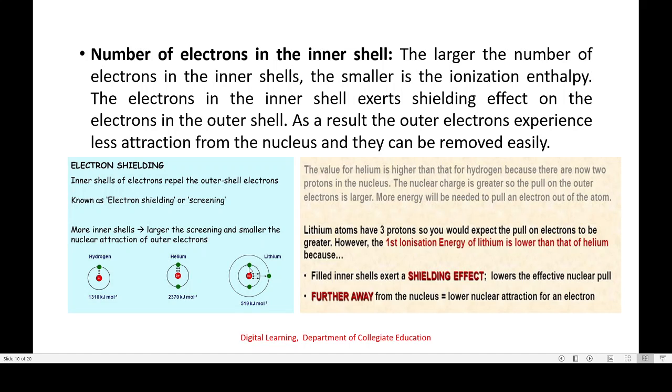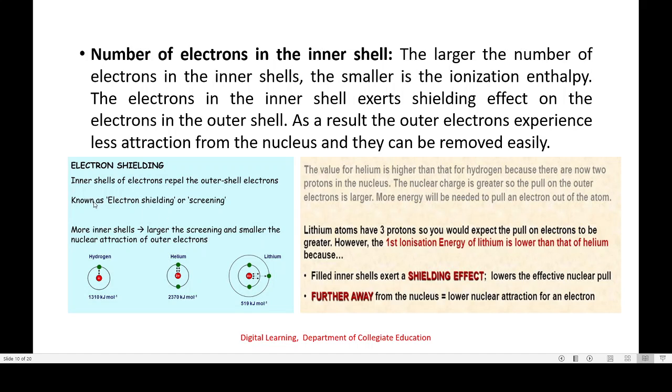The electrons in the inner shell act as a screen or shield between the nucleus and the outermost electrons, and this is known as the screening effect or shielding effect. The larger the number of electrons in the inner shell, the greater will be the screening effect. Consequently, the electrons in the valence shell experience less attraction from the nucleus, and hence the ionization energy would be low.